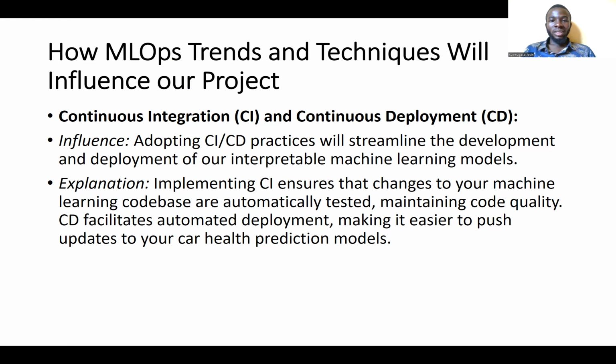Implementing continuous integration ensures that changes to our machine learning code base are automatically tested, maintaining code quality. And then CD, which is continuous deployment, facilitates automated deployment, making it easy to push updates to your car engine health predictive models. So continuous deployment will help us to continue introducing new updates to our model in order to develop it or to enhance its activities.